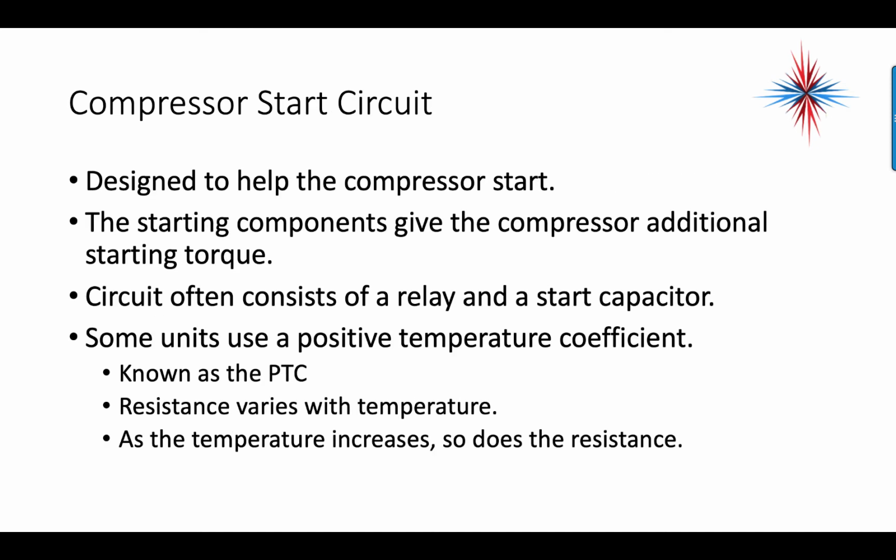The remote bulb contains a volatile fluid that pushes against the diaphragm in the thermostat to close a set of contacts. There's a compressor start circuit. It's designed to help the compressor start. The starting components give the compressor additional starting torque. The circuit often consists of a relay and a start capacitor.